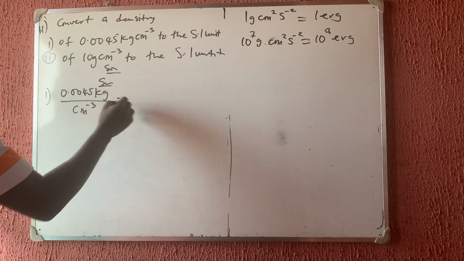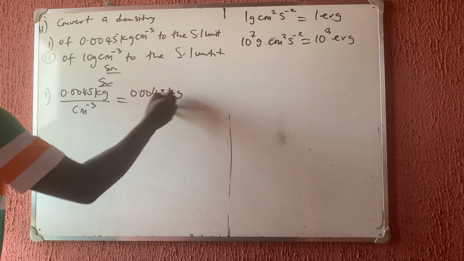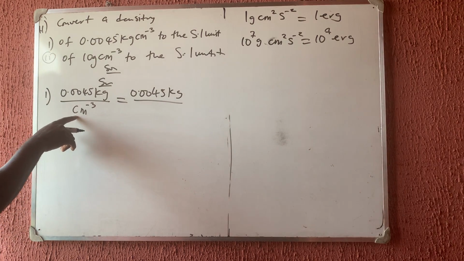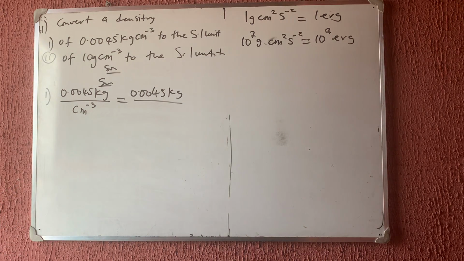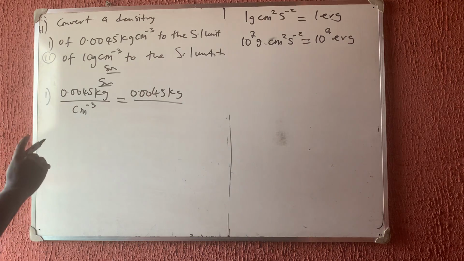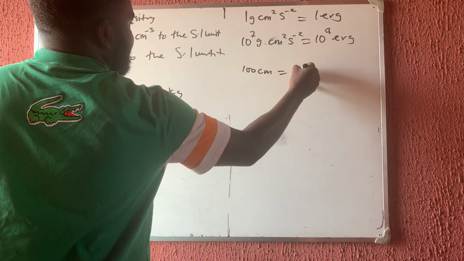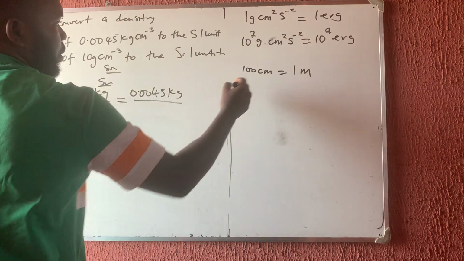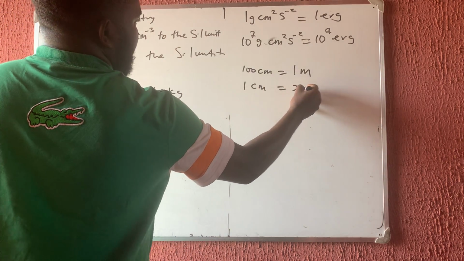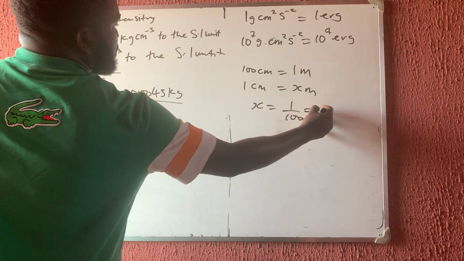Now, my kilogram is normal, so 0.0045 kilogram is normal. The only problem here is converting centimeter to meter. So how many centimeters will give you 1 meter? 100 centimeters will give you 1 meter. But don't forget that when you are converting from the small unit to the big unit, we are dividing. So now 1 centimeter will give us x meters. If you cross multiply, you find out that you are dividing, that is 1 divided by 100, which is 0.01.